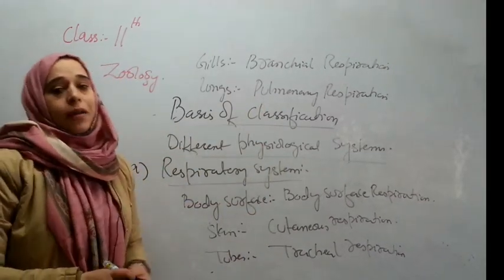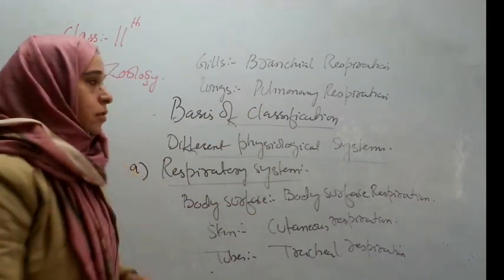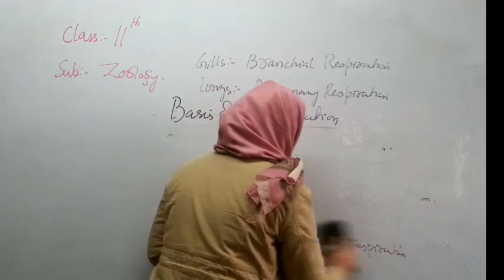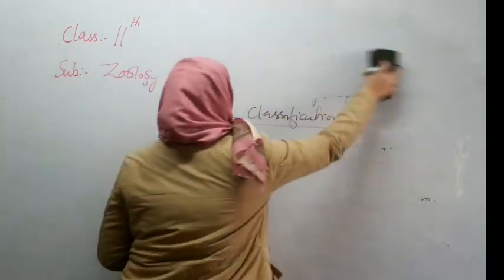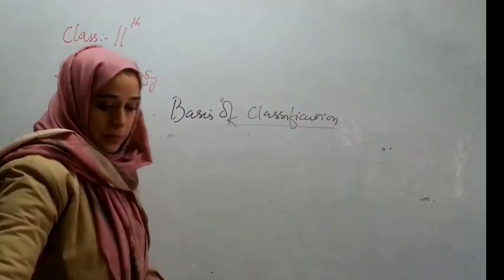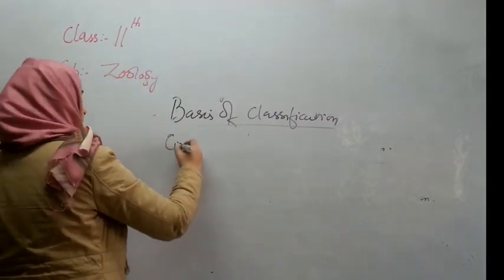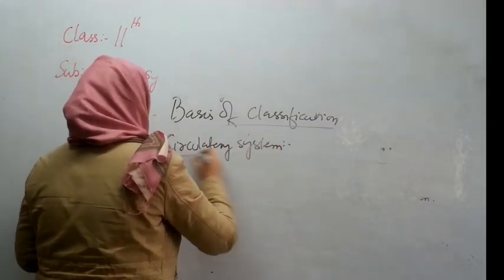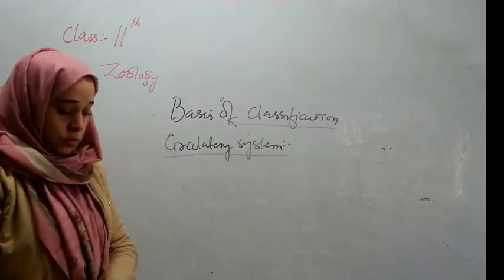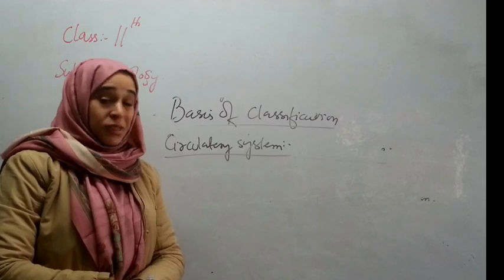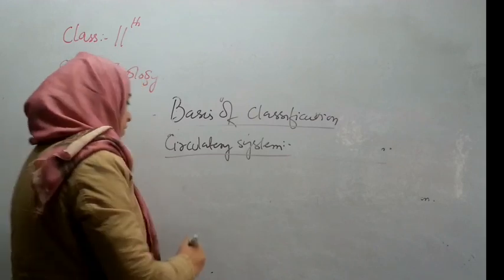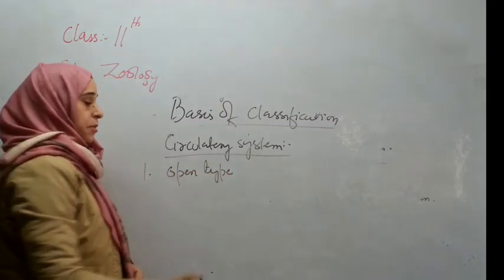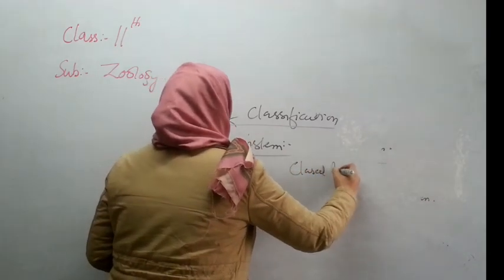Now, let's move to another physiological system, and that is the circulatory system. When we talk about the circulatory system, students, we see that we have animals which possess two different types of circulatory systems. There are certain animals which possess an open type of circulatory system, and there are animals which possess the closed type.